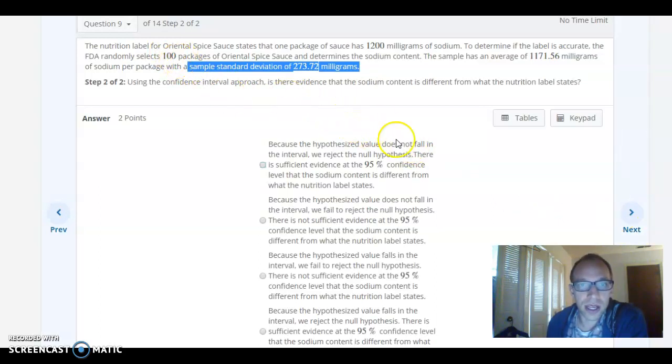And if I didn't work it out, but if this 1200 falls inside the low and the high points of our interval, we would fail to reject. If it's outside of those two numbers, if it's either less than the lower one or more than the higher one, we would have reason to reject. So falling outside of the interval, we would reject the null.